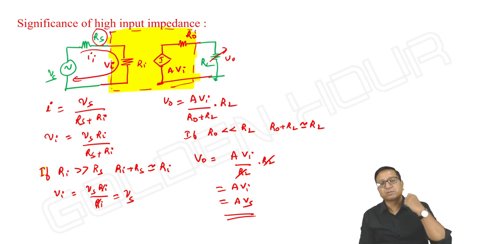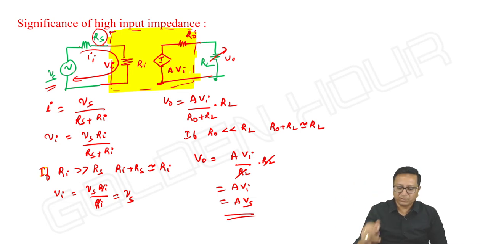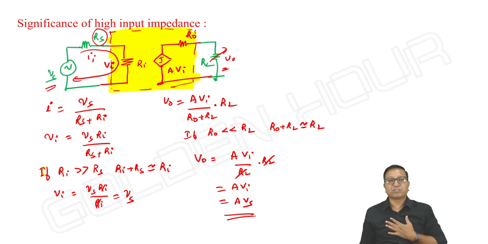I asked you to connect whatever source you want, and I told you to connect whatever load you want, you can. I need not bother about the performance of my amplifier. That's it. The source resistance may be 1 ohm or 10 ohms or 100 ohms, 1K, doesn't matter. Always Vi is equal to Vs.